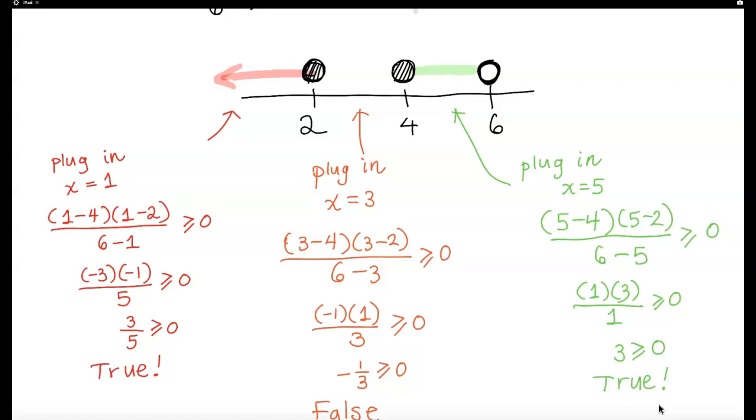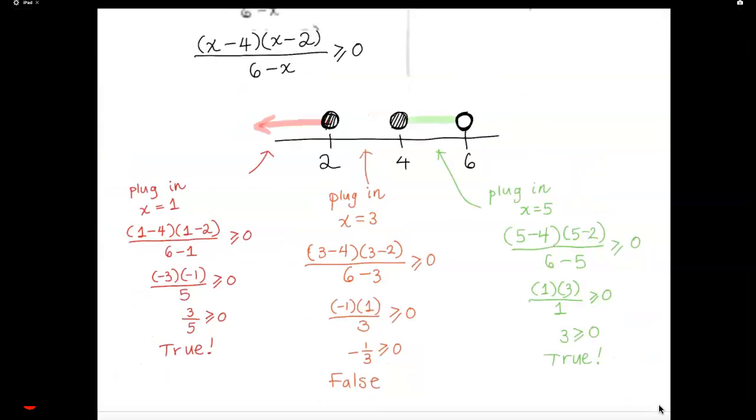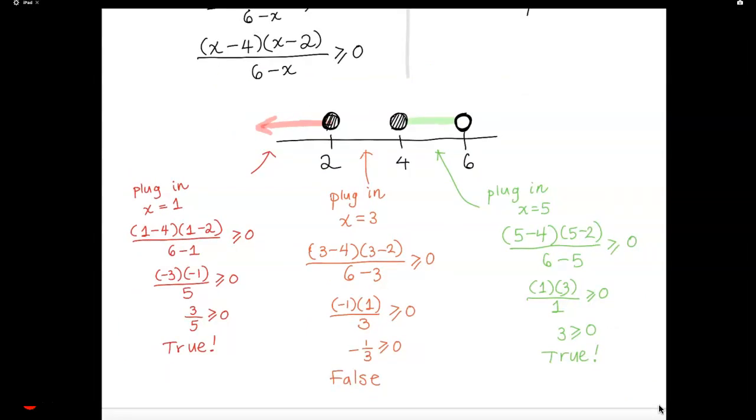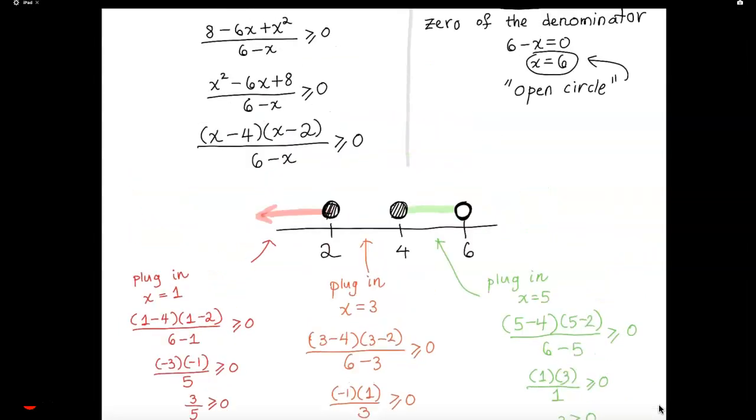Alright, the very last interval that I must check now is to the right side of 6. Okay? Right side of 6. So how about I plug in a number that is bigger than 6? I will plug in x equals 7. Okay, let me plug in x equals 7.